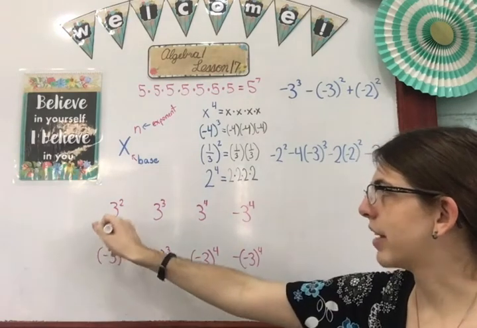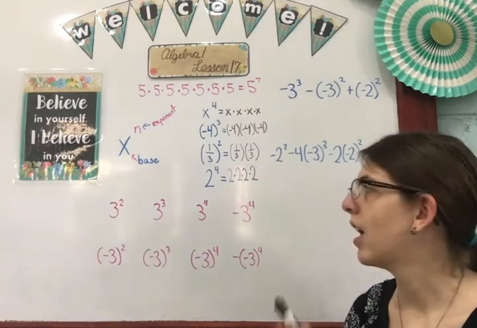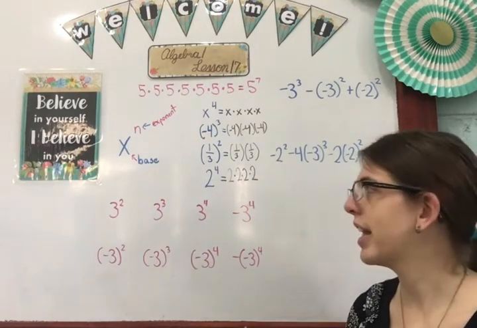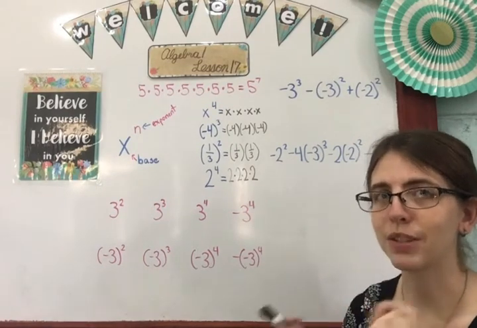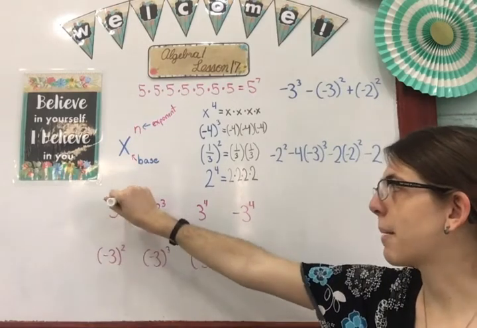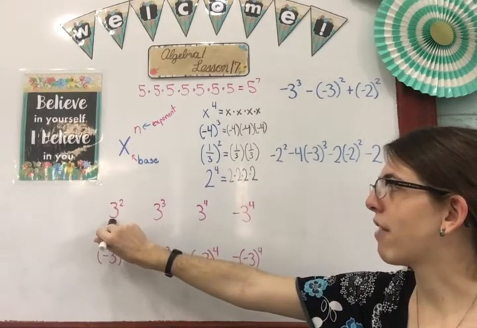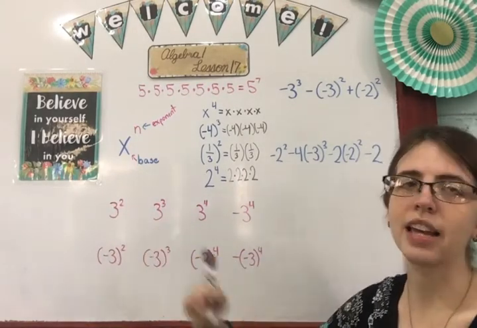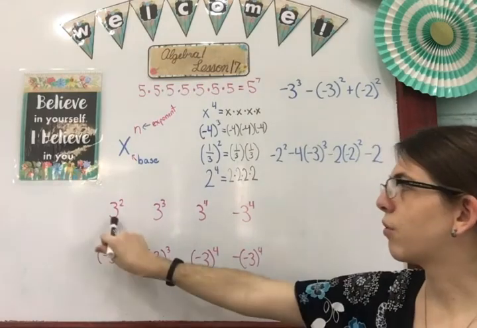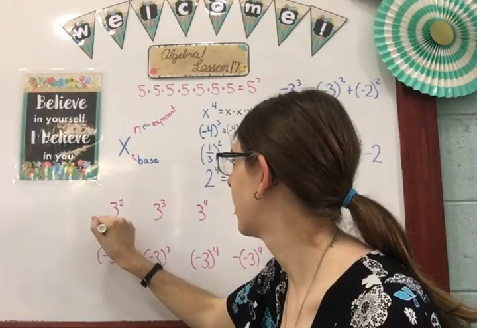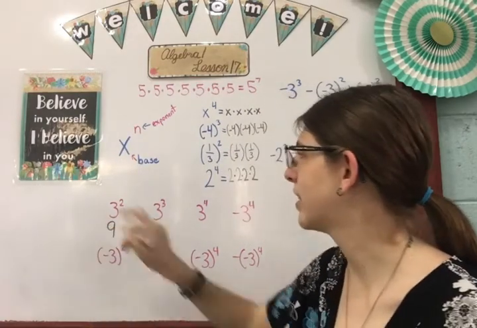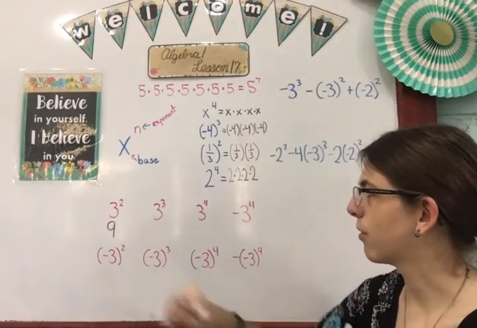So here I have a positive 3, positive 2. That's going to be a positive answer. What is 3 times 3? It's not 3 times 2. Remember, 3 times 3. You are never ever multiplying it by your exponent. It means that you have that many 3s. You have that many of your base. So 3 times 3 is 9, right? Positive base, positive exponent, positive answer.